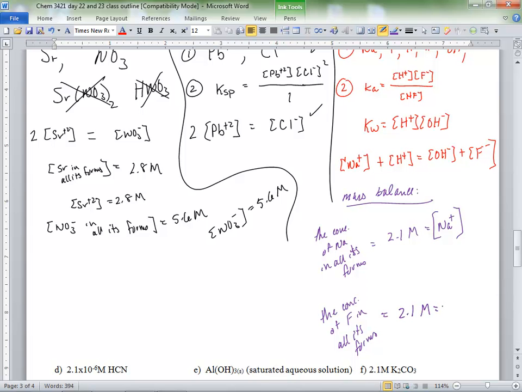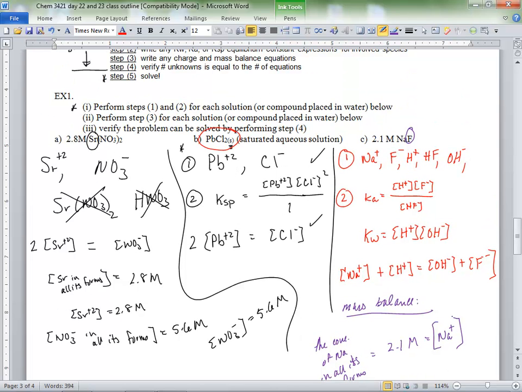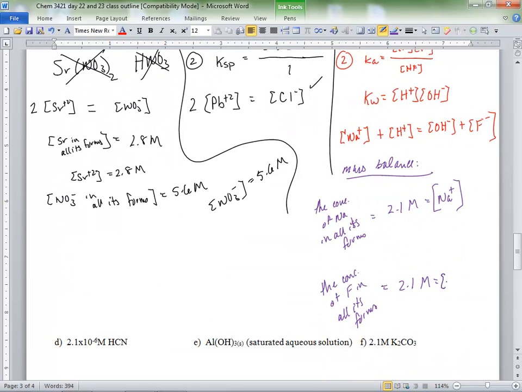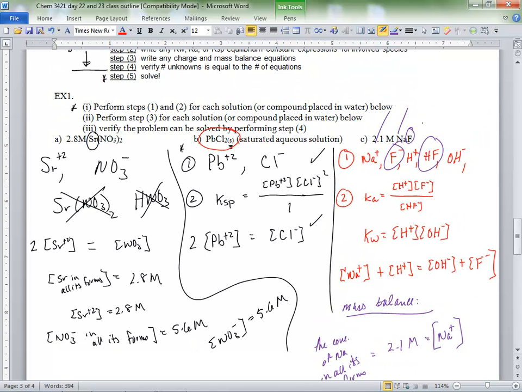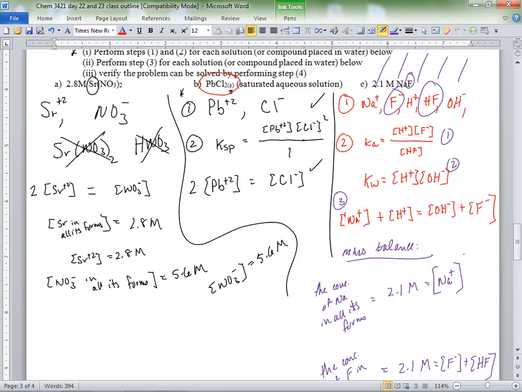Okay, so go back up to the list. The F's in all their forms, there's two of them. There you go, F minus and HF. All right, now hopefully we have 1, 2, 3, 4, 5 unknowns. Let's see, here's one equation, 2 equations, 3 equations, 4 equations, 5 equations. It's solvable, okay? May not be fun, but it's solvable.